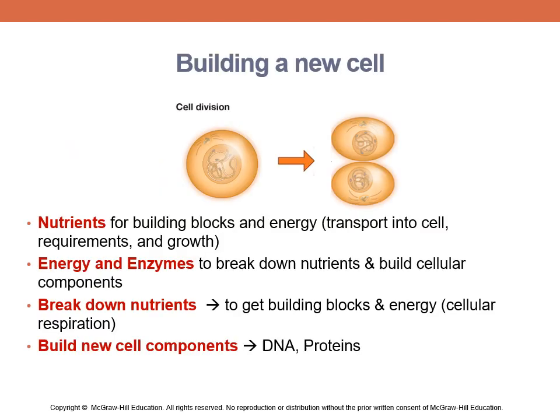When cells divide, they first need to make all of the components that the new cell will need. In the coming lectures, you will learn how the cell takes in nutrients and breaks them down into simpler building blocks to create those components. This requires transport of nutrients across the cell membrane. Different organisms have different nutritional requirements, and they also grow and divide at different rates. In the coming lectures, you'll also learn how energy and enzymes play a huge role in breaking down nutrients and building cellular components.